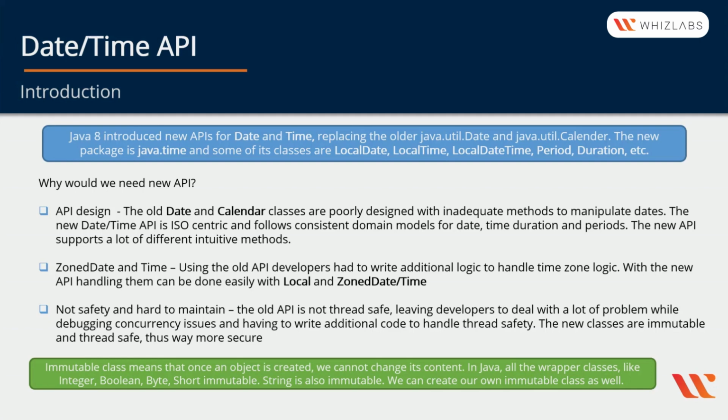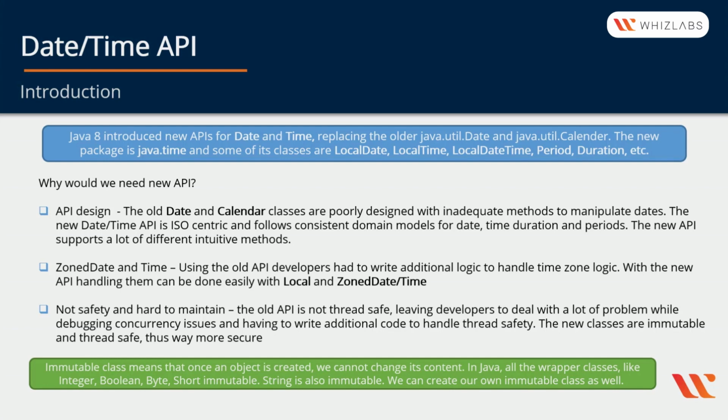Second, zoned date and time. Using the old API, developers had to write additional logic to handle time zone logic. With the new API, handling them can be done easily with local and zoned date time.